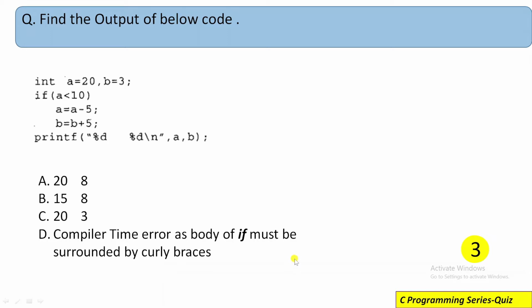Now your timer starts and you can think of the answer. So I hope you have got the answer. The correct answer for this question is option A. That means the value of a will be printed as 20 and the value of b will be printed as 8. So first let's run this program and see if we are getting the same answer in our IDE.